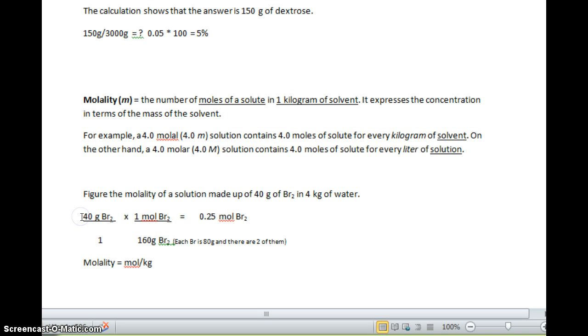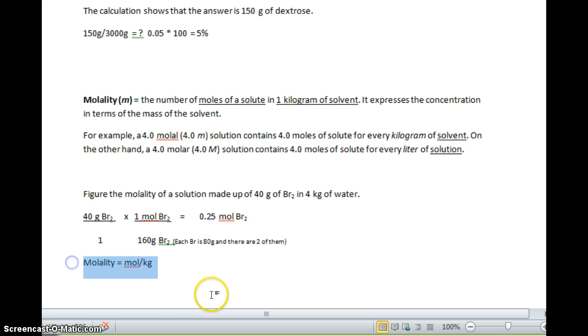So we started out with 40 grams of bromine, and we're setting up our conversion fraction. We want grams on the bottom so it cancels, and in 1 mole of Br2, there are 160 grams of Br2 because each Br is 80 grams and there are 2 of them. So that gives us 0.25 moles of Br2.